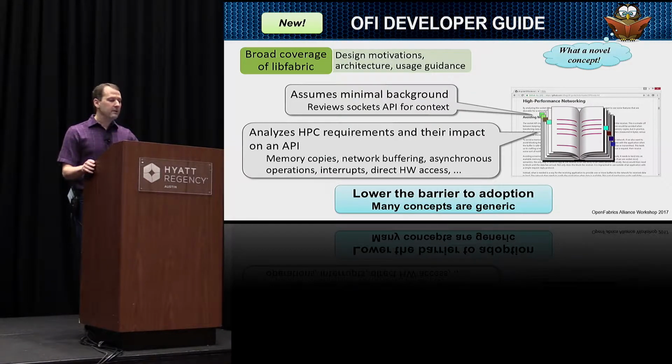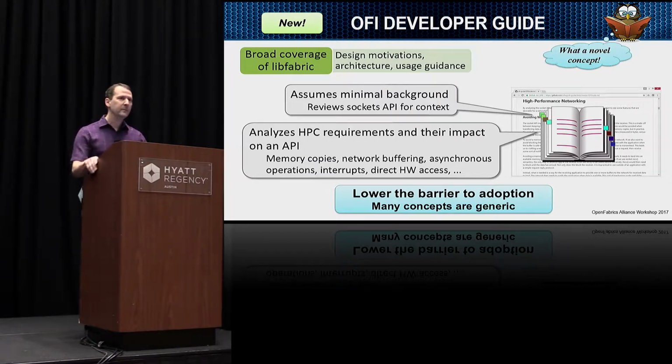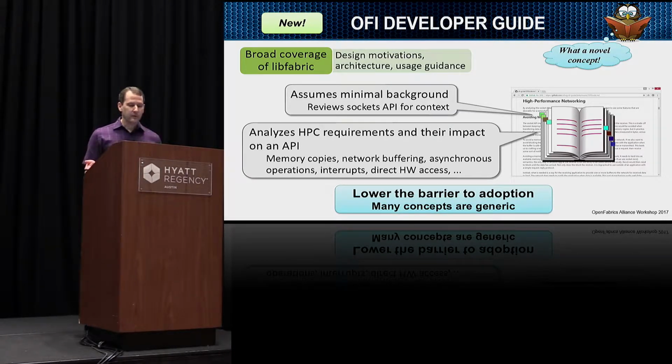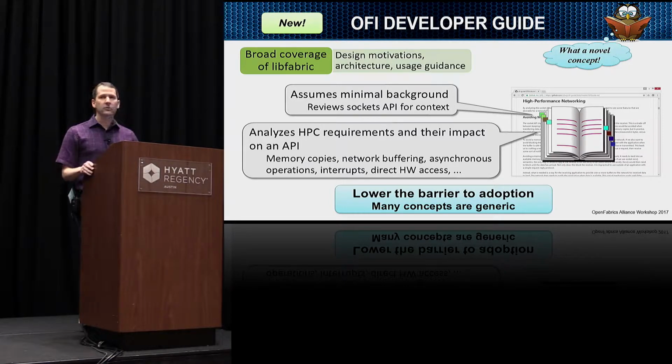The intent here is it provides a fairly broad coverage of what OpenFabrics Interfaces is trying to do, what the requirements are, what the design is, and the architecture. It assumes a fairly minimal background. It starts out talking about sockets, client-server, how to establish connections with sockets, the socket API, how select and poll work, and non-blocking sockets. Sockets is there as background, but also for reference later, because it's more widely known than, say, LIBFABRIC or libibverbs or other higher performance interfaces. So it gives a developer a reference as to how this compares to sockets.